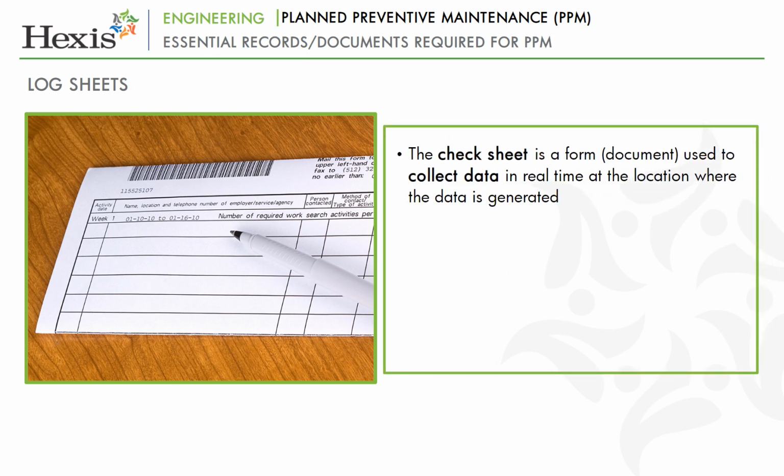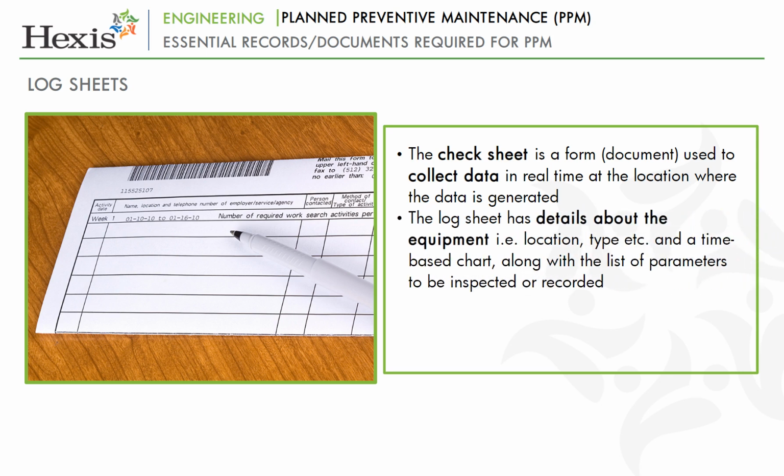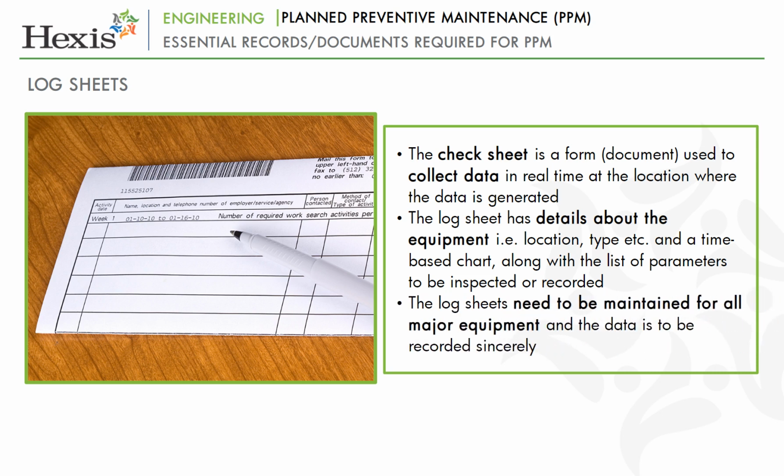The check sheet is a form, a document, used to collect data in real time at the location where the data is generated. The data it captures can be quantitative or qualitative. The log sheet has the details about the equipment, that is location, type, etc., and a time-based chart along with the list of parameters to be inspected or recorded. The log sheets need to be maintained for all major equipment and the data is to be recorded sincerely.